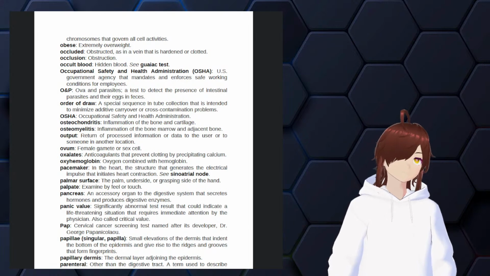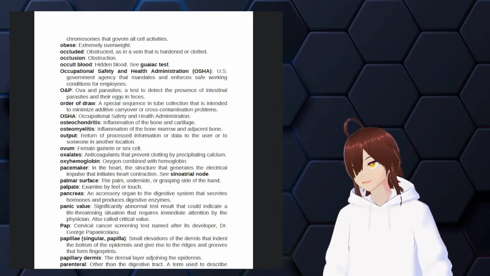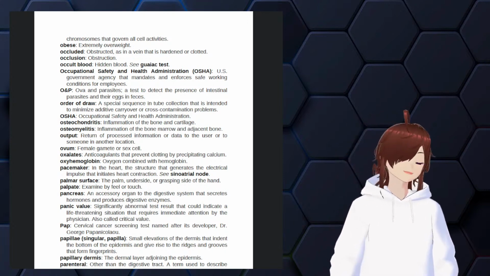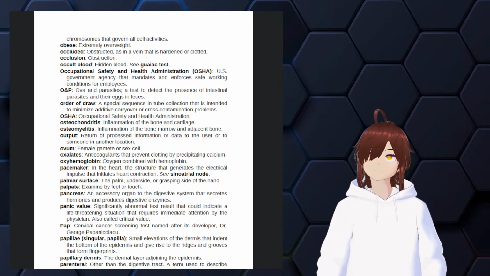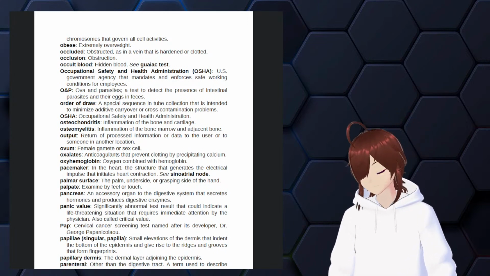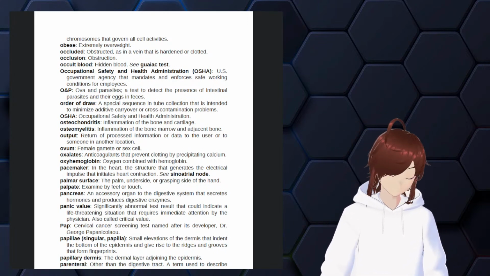Occupational Safety and Health Administration, OSHA, federal agency that mandates and enforces safe working conditions for employees. Ova and parasites, a test to detect the presence of intestinal parasites and their eggs in feces. Order of draw, a special sequence in tube collection that is intended to minimize additive carryover or cross-contamination problems. OSHA, Occupational Safety and Health Administration. Osteoarthritis, inflammation of the bone and joint.